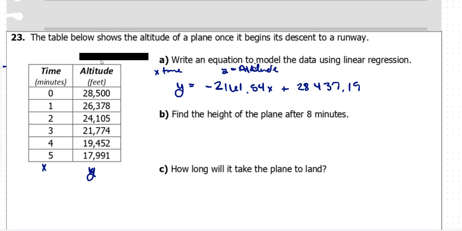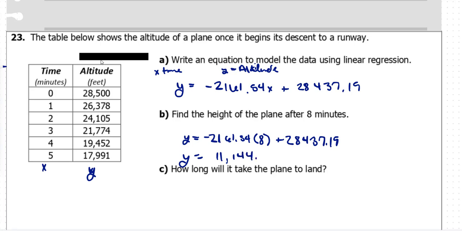So the 8 is going to replace the x. You'd have y is equal to negative 2161.54 times 8 plus 28,437.19. You can go straight to your calculator and find that number, and that would be 11,144.87 feet.